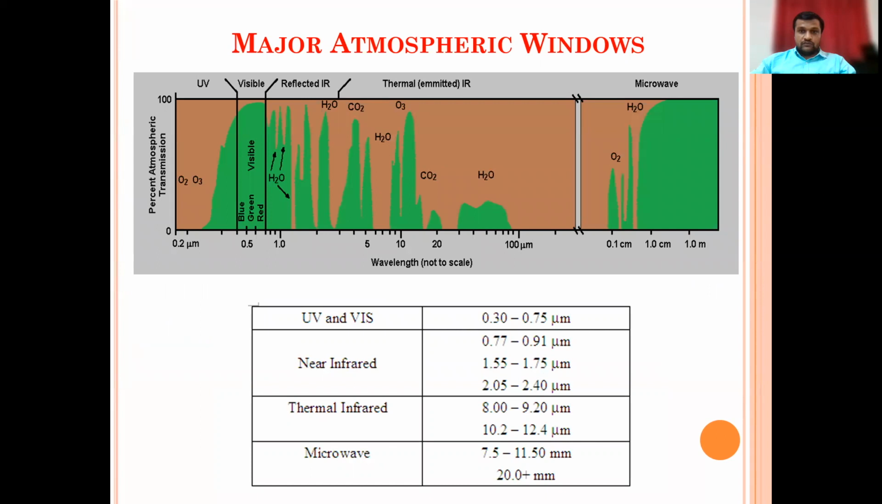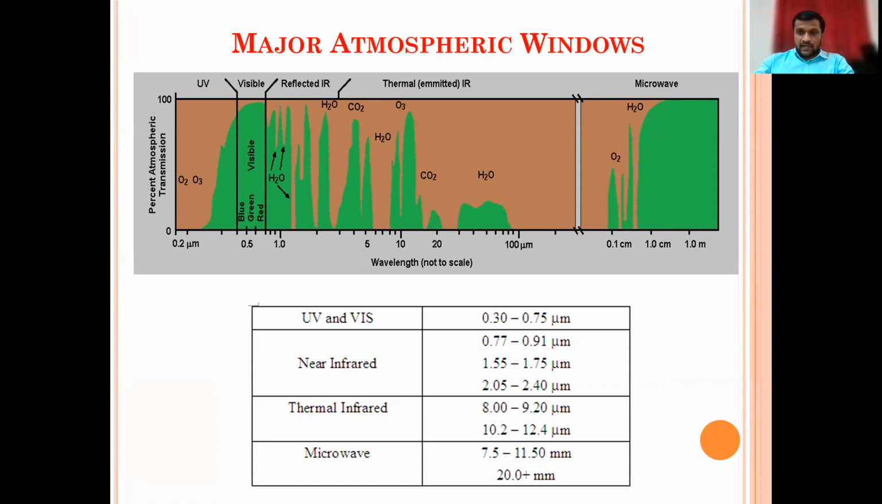So these are the major atmospheric windows, or different wavelength intervals, starting from ultraviolet. Ultraviolet is completely absorbed by ozone and different atmospheric gases, so it cannot be used for the remote sensing process. Then some part of the visible portion can pass through the atmosphere, that is the blue, green, and red, and the infrared portion of the radiation. Some portion of the microwaves can also pass through the atmosphere. The regions shown in green are the wavelength intervals for which the atmosphere is transparent, meaning these wavelength intervals can easily pass through the atmosphere and reach the earth surface features.